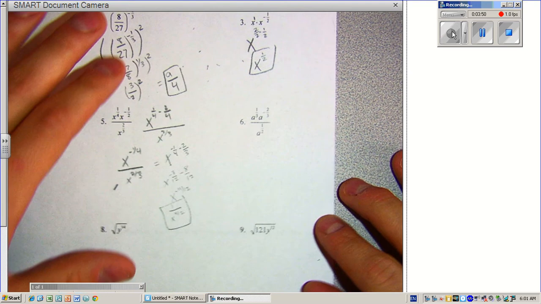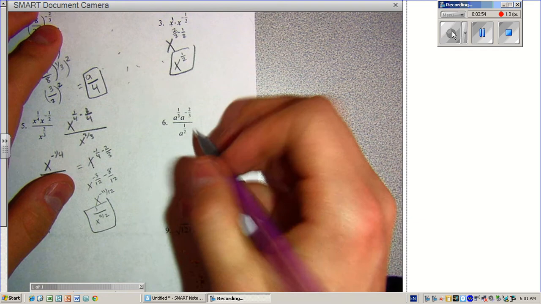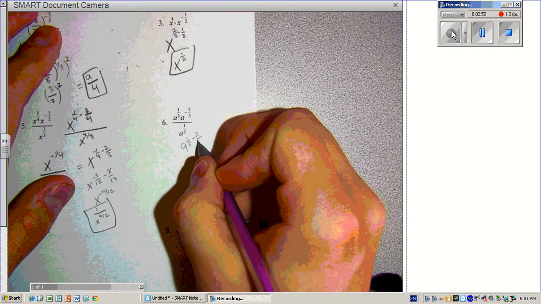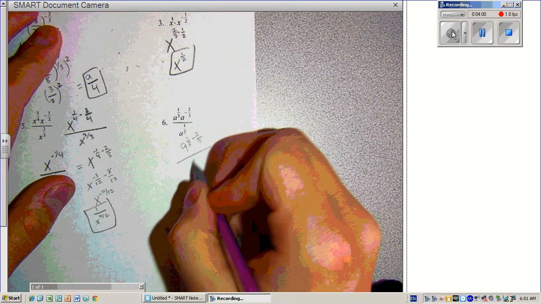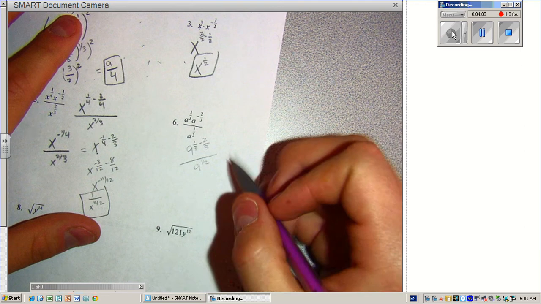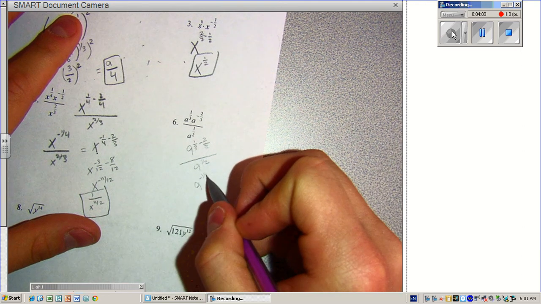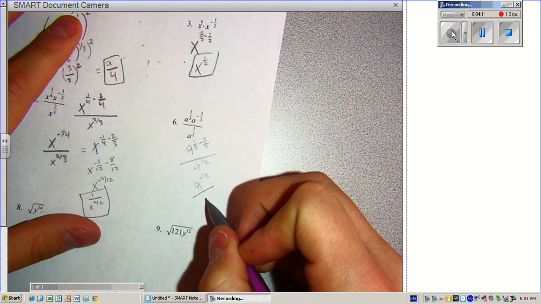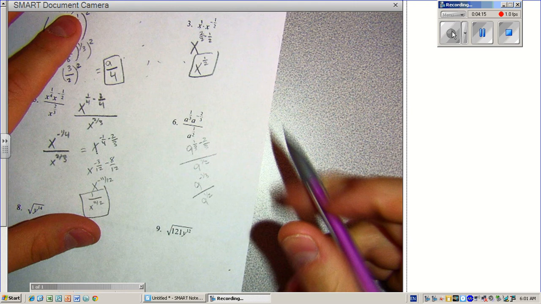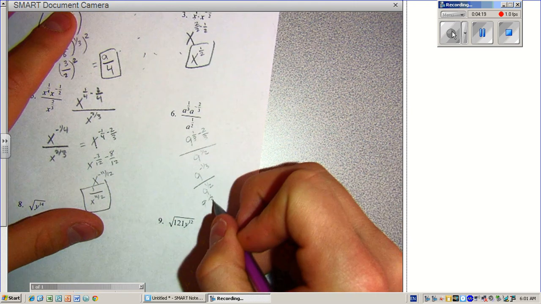Okay, number 6. Same idea. I'm going to do x to the 1/3 plus a negative 2/3. Now 1/3 minus 2/3 is negative 1/3. So now I have a to the negative 1 over 3 divided by a to the 1 half. So I'm going to subtract them. So that gives me a to the 1/3 minus 1 half.